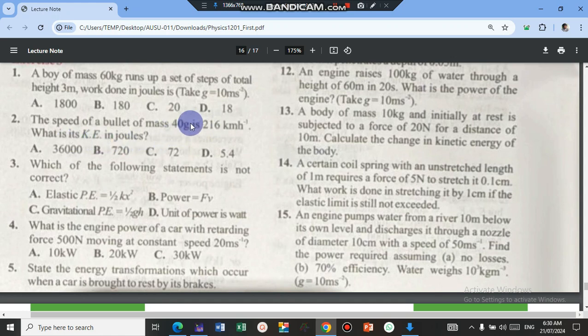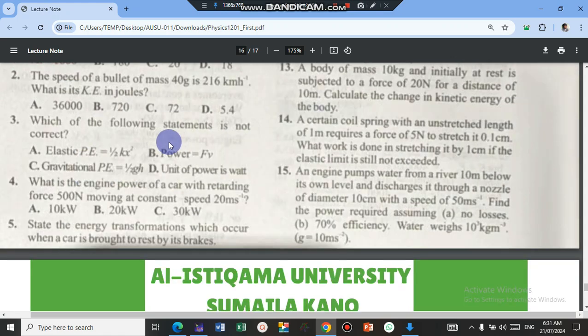Well, divide this by 1000 to get 0.04 because it's not in the SI unit. Multiply this by 1000 and divide it by 60 times 60, which is 3600. I think you will get 60, then half mass times the velocity squared. This will be around 72. It's like we solve a problem like this.